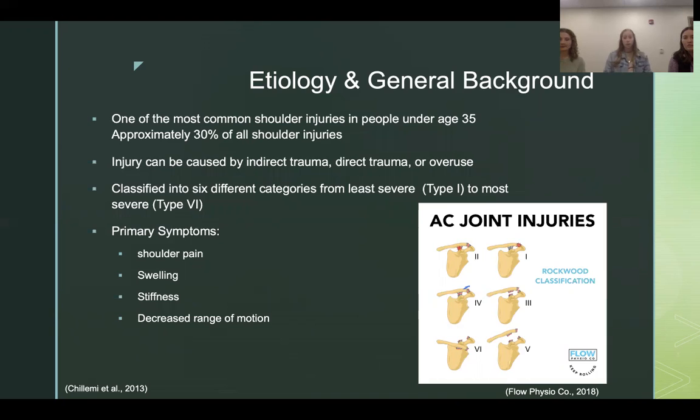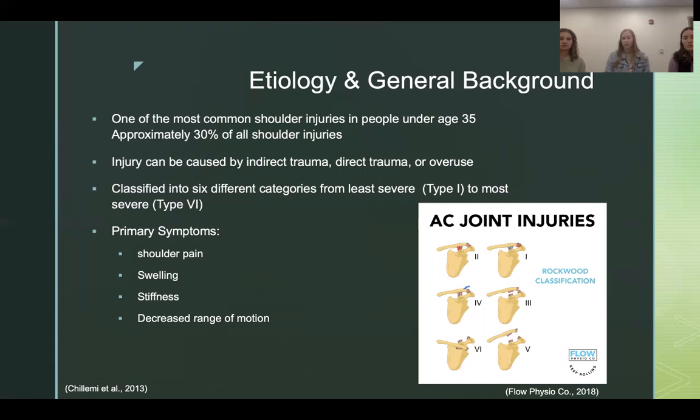And these dislocations that occur at the AC joint can be classified into 6 different categories, ranging from least severe, which is considered a type 1, to most severe, which is a type 6. And these different classifications take several different things into consideration. They look at all of the muscles that surround the AC joint and the ligaments that surround it as well. And then the other thing they look at is the direction that the clavicle moves during the injury, which typically depends on if it's an indirect or a direct trauma.